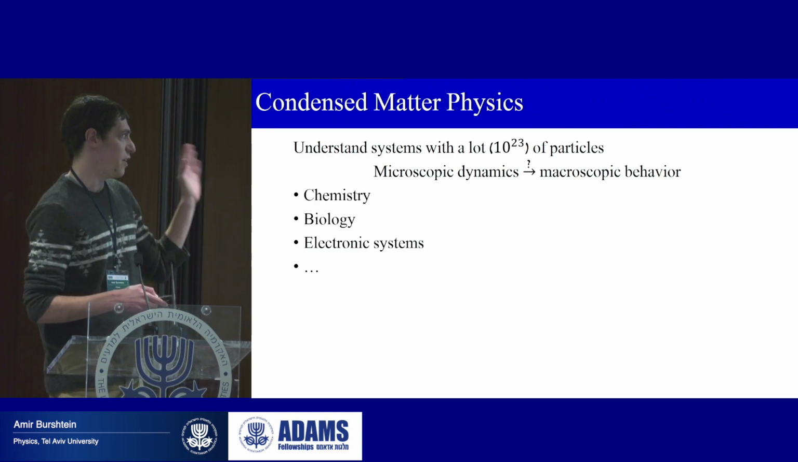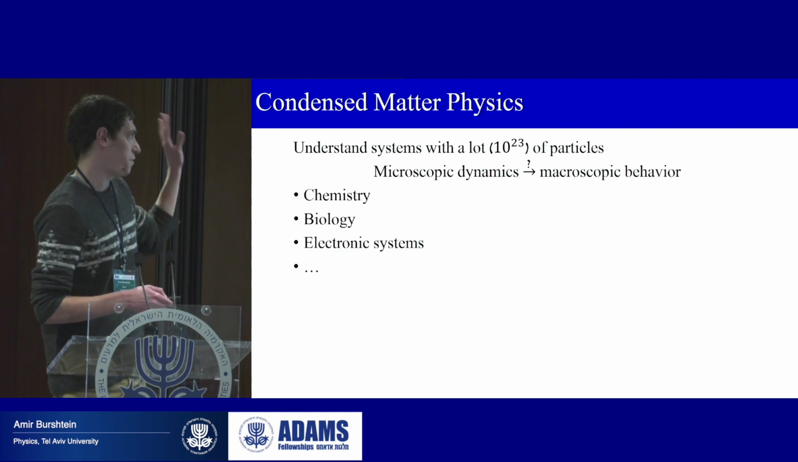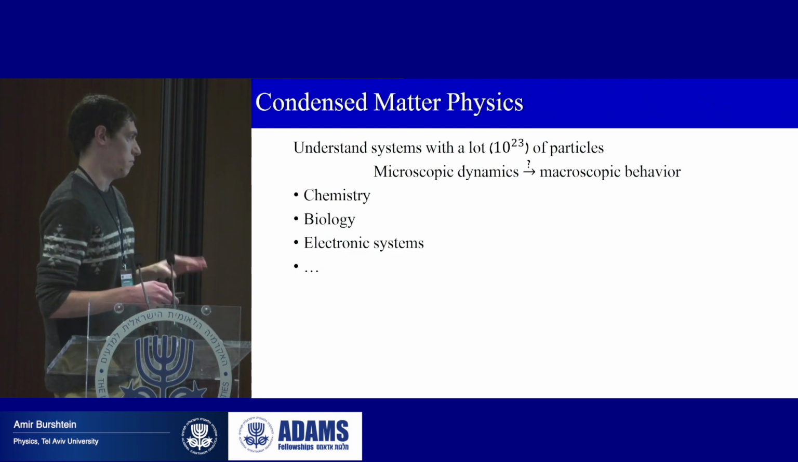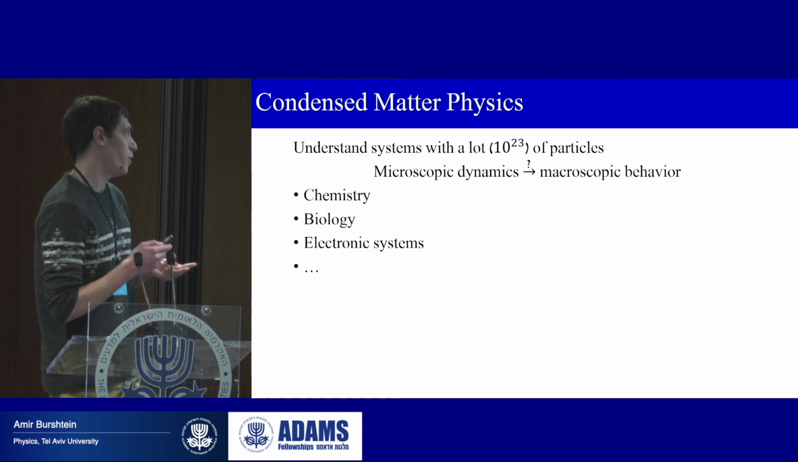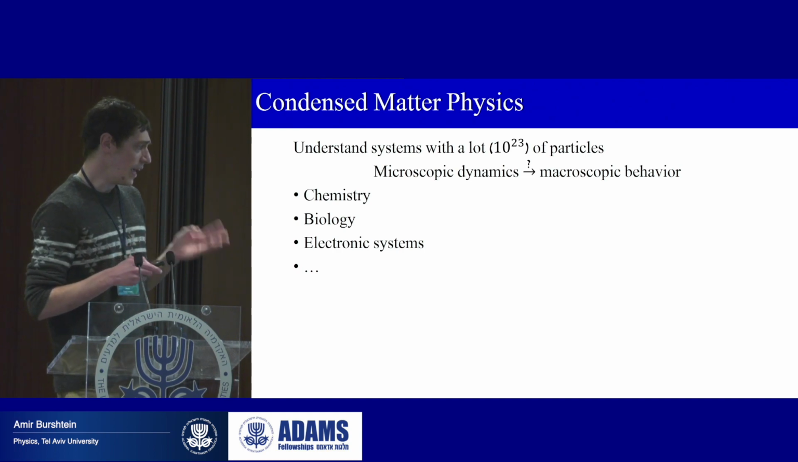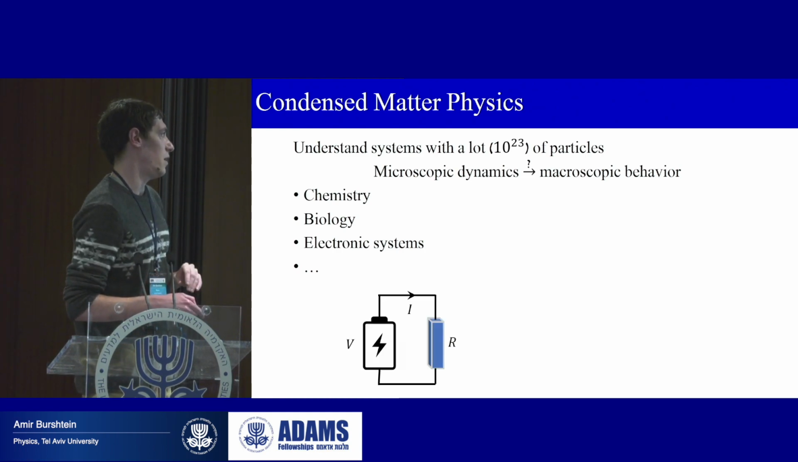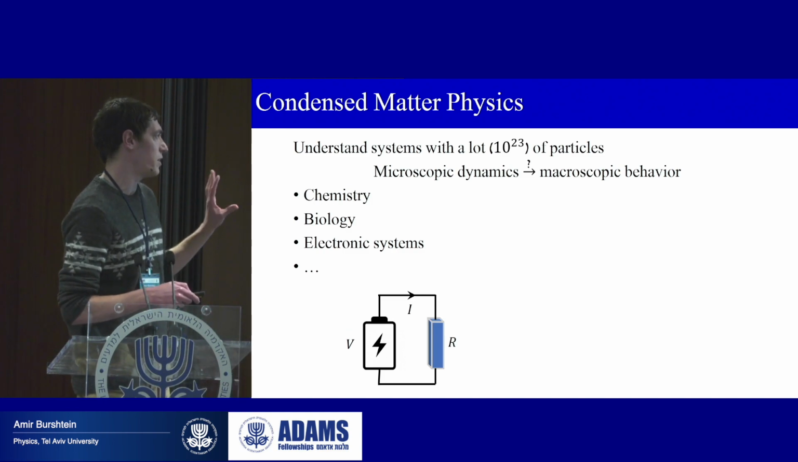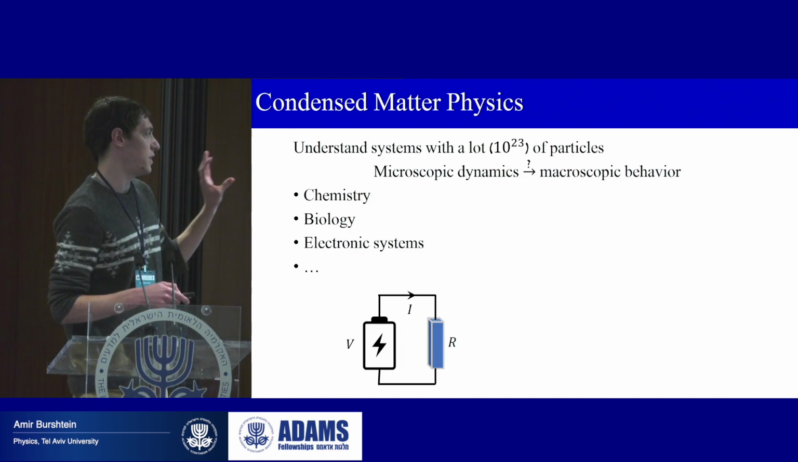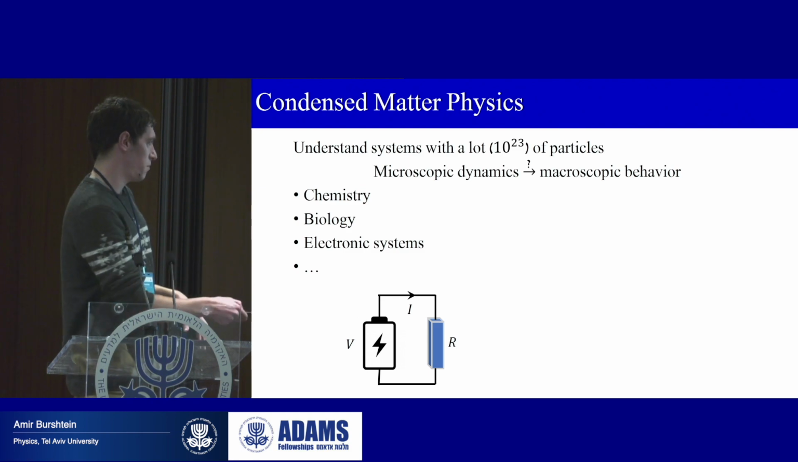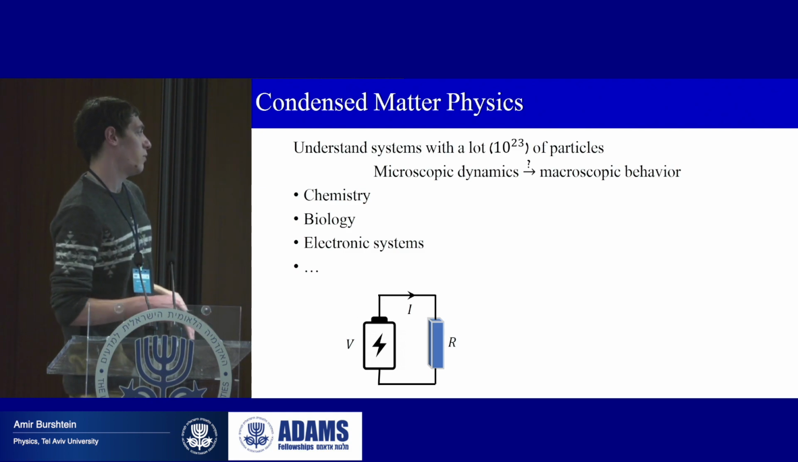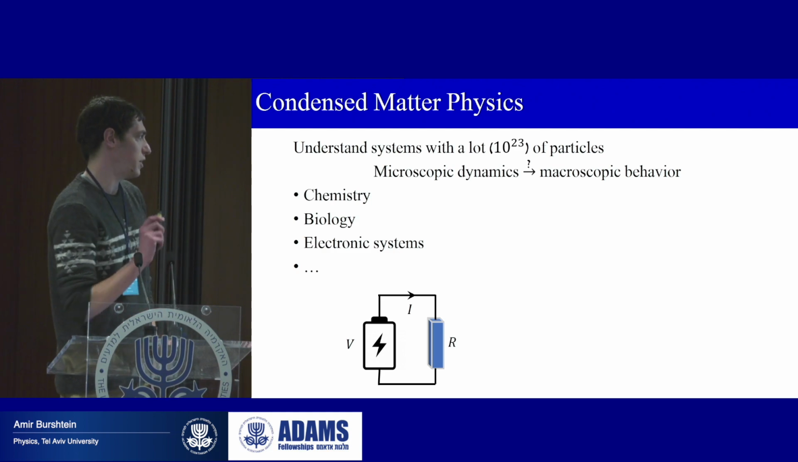And this is obviously a very general question. It relates to a whole lot of different topics. It relates to chemistry, to biology, electronic systems. And to be concrete, let's focus on the latter and think about the simplest electronic system you can think of. We have some piece of metal, right? And we want to understand what is the resistance of this piece of metal. Okay, so it's a very simple question.